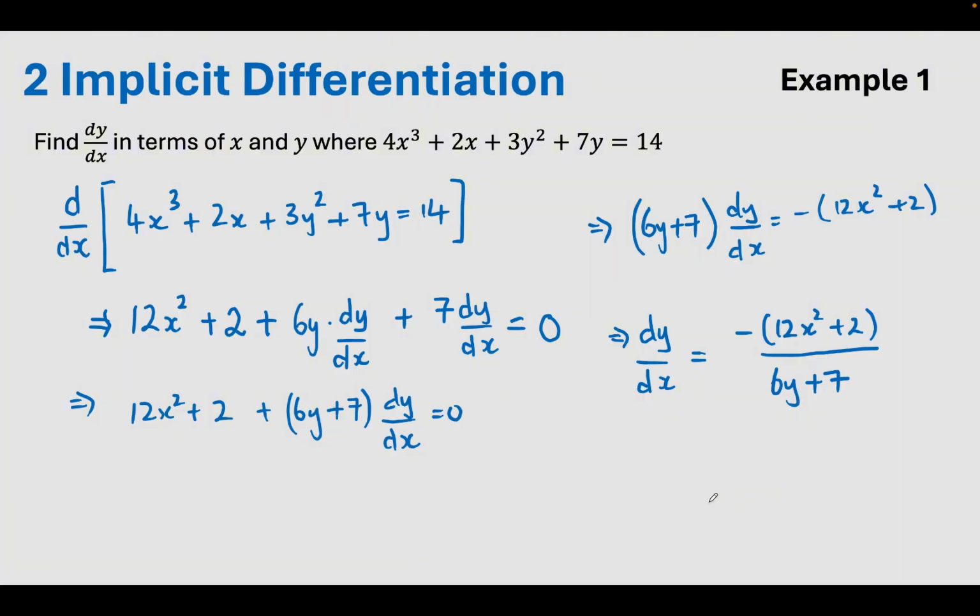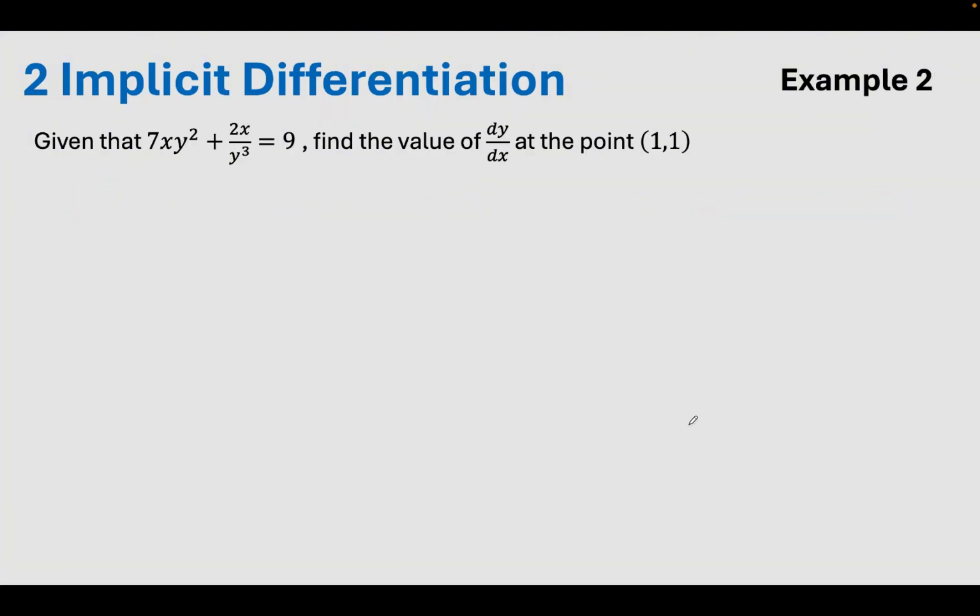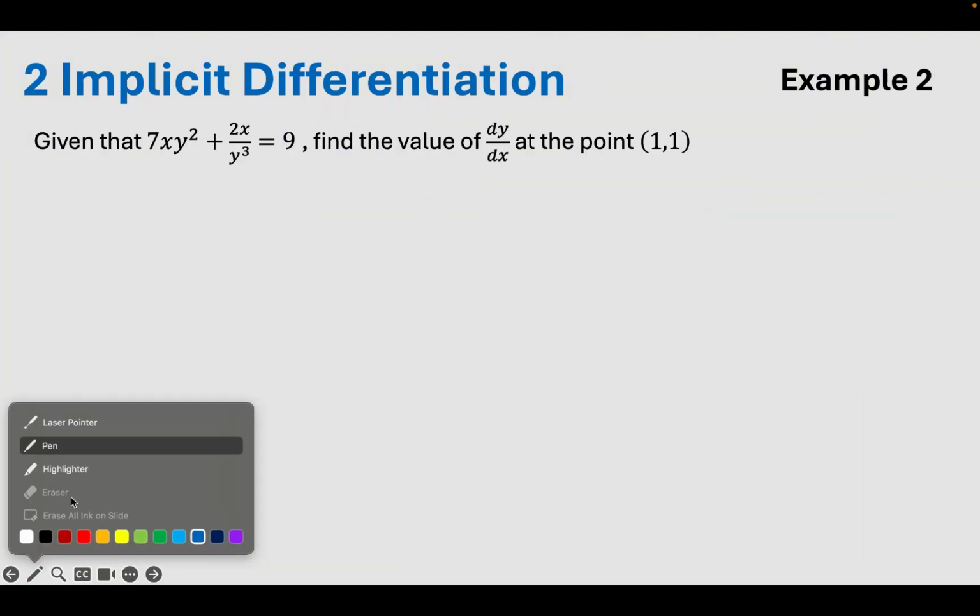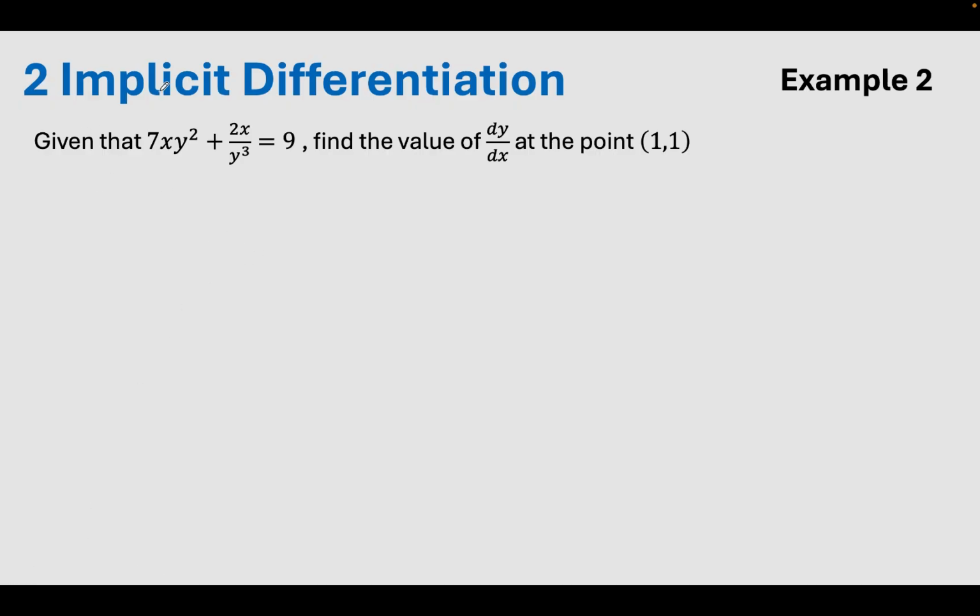Okay, let's move on to example 2. Given that 7xy squared plus 2xy over y cubed equals 9, find the value of dy dx at the point 1, 1. Now, just a little something here. When we're trying to find a point, we don't actually have to rearrange for dy dx. You can if you'd like to, but you can just put everything in if you prefer.